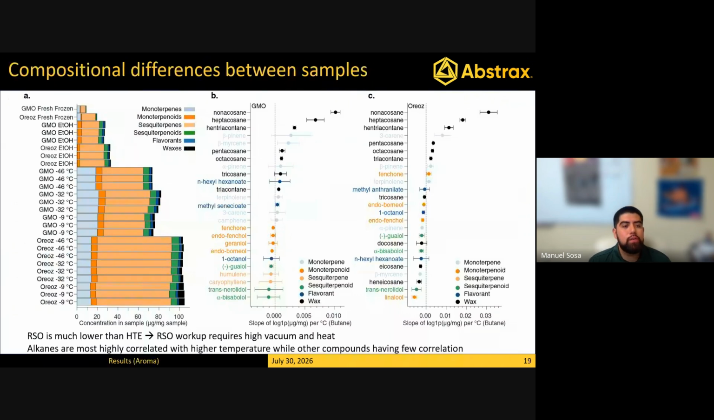In these two figures here, we have compositional differences between the samples. So in figure A, it's just a simple bar graph showing all the subclasses: monoterpenes, monoterpenoids, your sesquiterpenes, flavorants, and waxes. So one thing I did want to note here is that in figure A, when you're looking at your ethanol extracts for both GMO and Oreos, that blue bar for monoterpenes essentially just disappears.